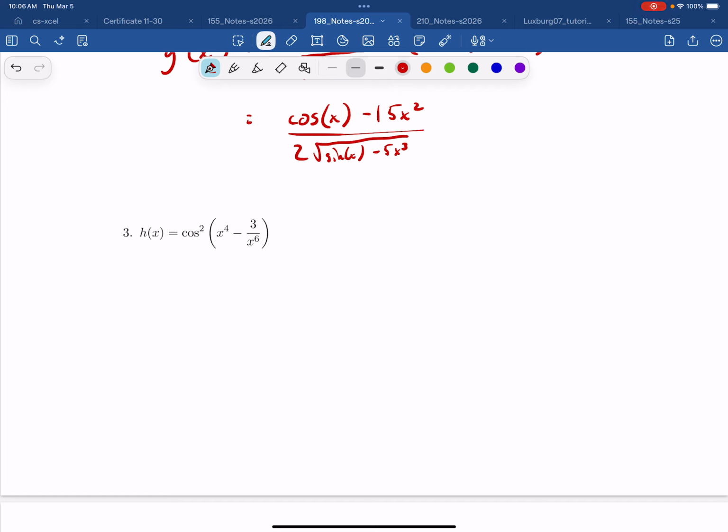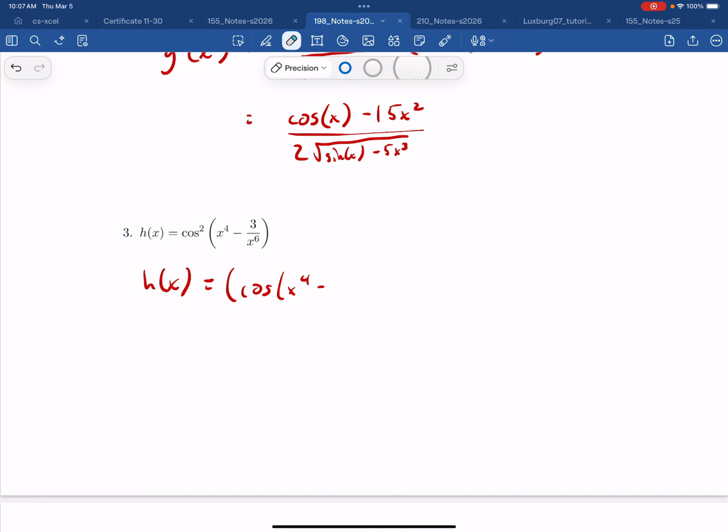Last but not least, h of x. Now this is a little extra tricky because this is actually a double chain rule. Because even though cosine squared is nice notation for avoiding parentheses, it might be a little bit confusing about which term is, which function is the outermost function. By the way, one other thing I'm going to do, instead of writing it as 3 over x to the 6th, I'm going to write it as 3x to the negative 6th.